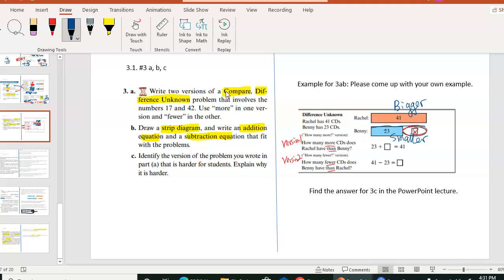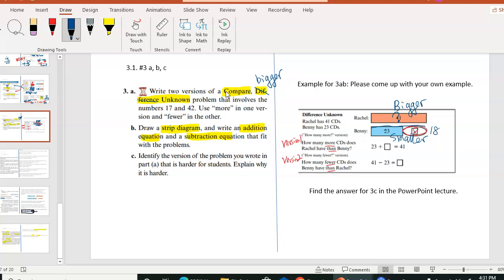Sometimes they may ask you to write a word problem. We're going to have practice problems, and we have to know all the different types. They may ask a different question. They may not want you to write a difference unknown. They may want you to write a bigger unknown, which means how many Rachel has, the bigger amount, we don't know, but you're going to have to tell them the difference. So in this case, the difference is 18.